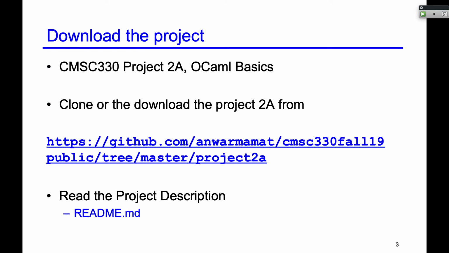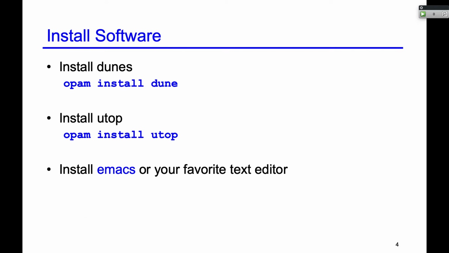Step 1, you have to download the project. For this demo, we will use this CMSC 330 Project 2 OCaml Basics. Here's a link. Please download or clone it from the GitHub public repository. Once you download it, please read the project description carefully before you start this project.